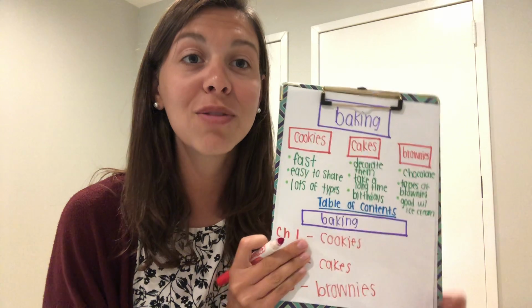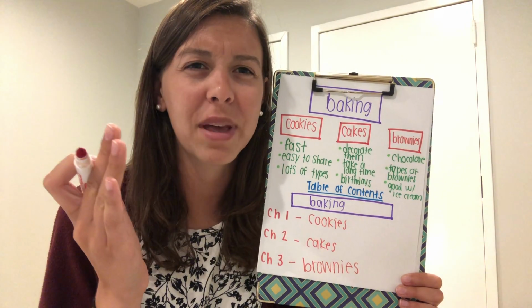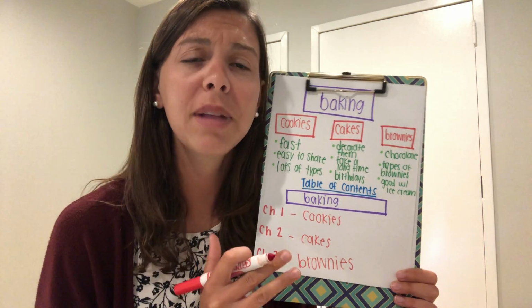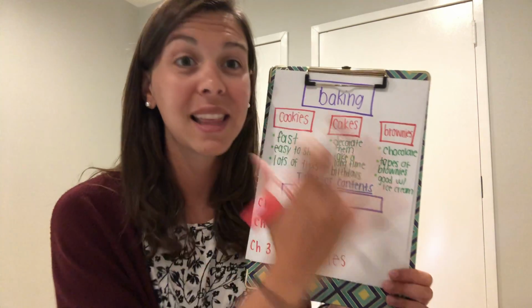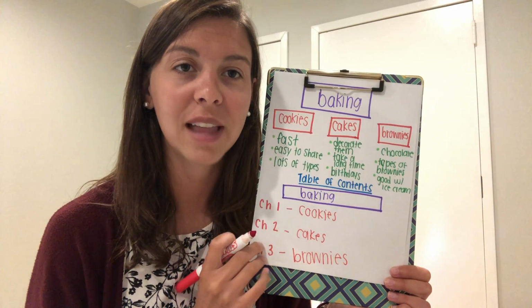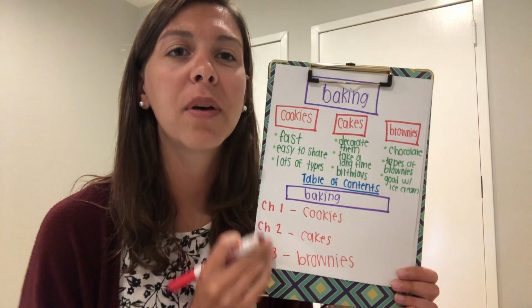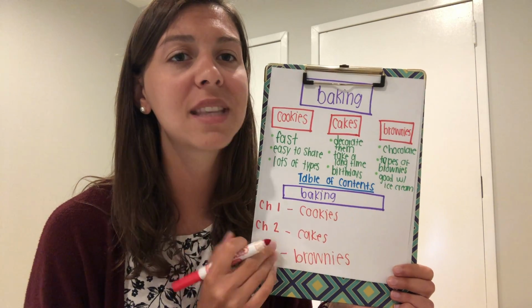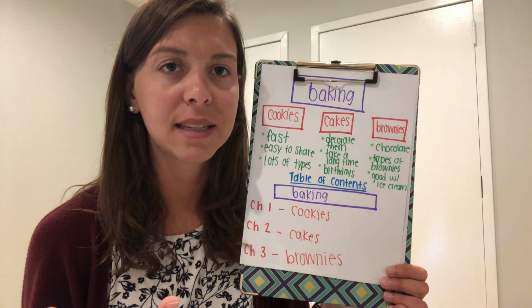Okay, what I'd like for you guys to do is I'd like for you to think of a topic, and I'd like for you to think of some subtopics and some details. I'd like you to put them in a graphic organizer like this, and then think about, as you do it, think about your chapters. Think about how you'd organize this writing.